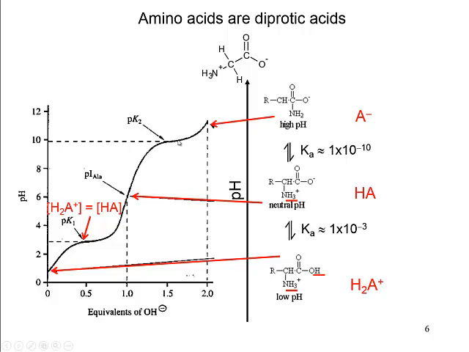The halfway to the equivalence point for this second proton removal is occurring at pH 10, and so the Ka will be 10 to the minus 10 when HA and A minus are equivalent concentrations.